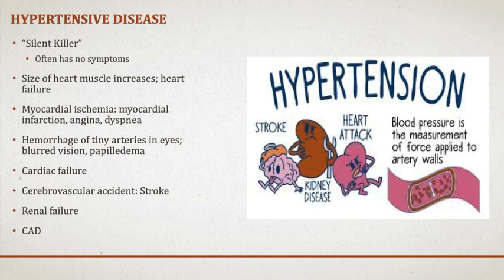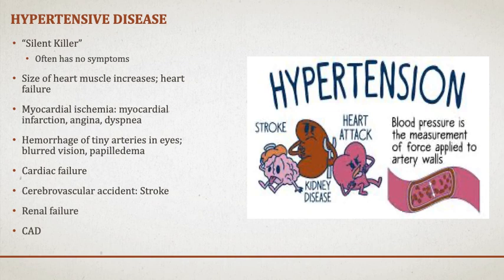Hemorrhage of tiny arteries in the eyes can also occur. This can lead to blurred vision, papilledema. Cardiac failure can also happen as a result of the hypertensive disease. CVA, or cerebral vascular accident, which is also known as a stroke, can occur as a result of hypertension. Renal failure. So anyone who has that hypertensive disease is at risk for developing renal failure. And of course, coronary artery disease.